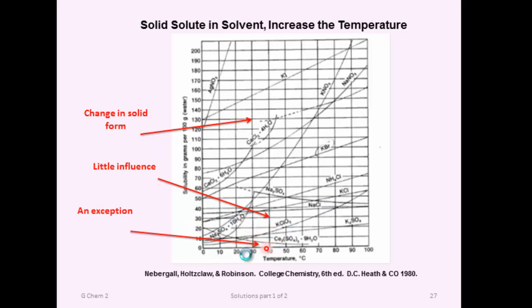And then getting back to this exception, that's probably easiest to explain why that happens in terms of entropy, and we'll save that for a later discussion. But for now, just know there are some exceptions to the rule. But generally speaking, this is what's most important for you to learn. As you increase the heat, you can increase the solubility, and the hand-waving logic there is that you're probably making it easier to break the lattice apart.